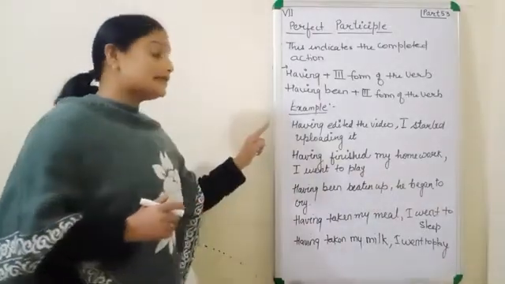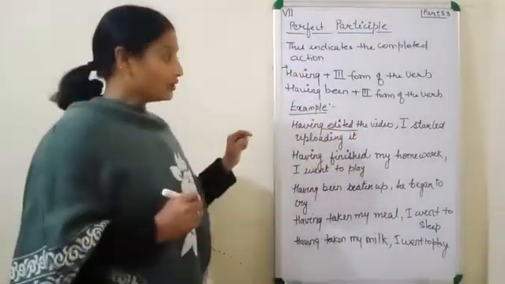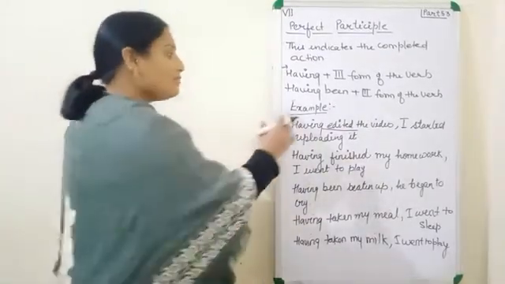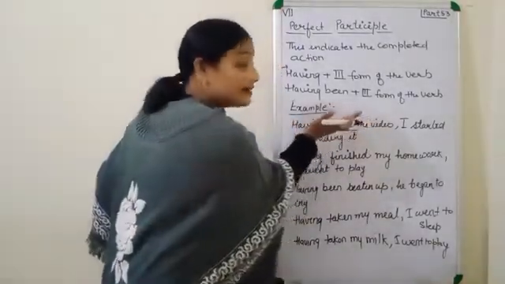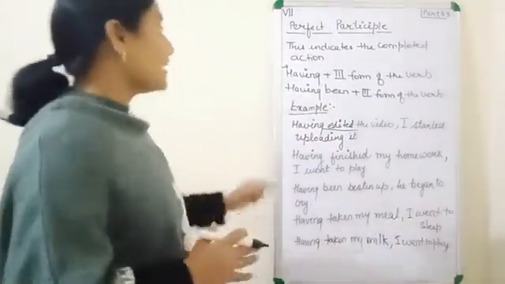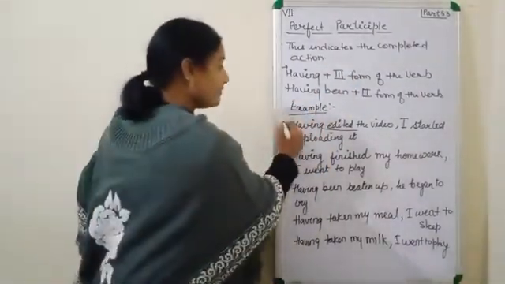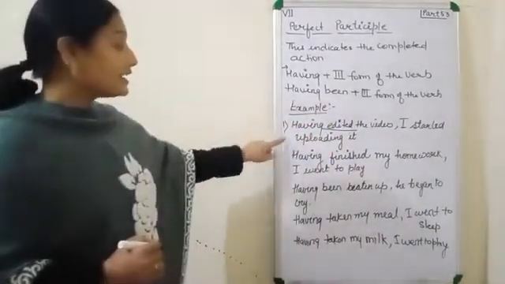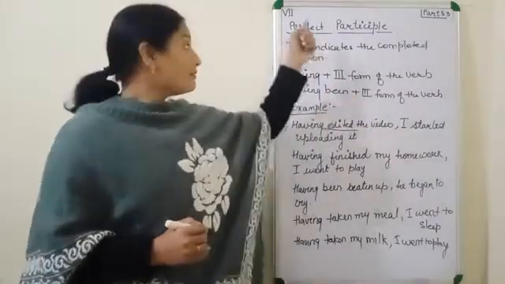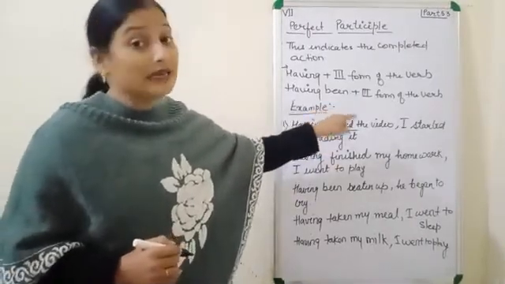Having edited the video, I started uploading it. So this shows that my editing has already been completed. I have already edited the video. So this shows that the action has been completed. Okay. So the first sentence, having edited the video, I started uploading it. So having edited will be your perfect participle because it is showing that the work has already been done.